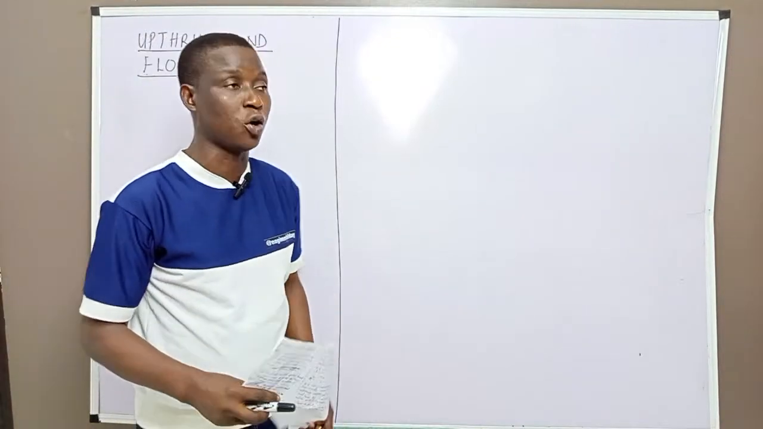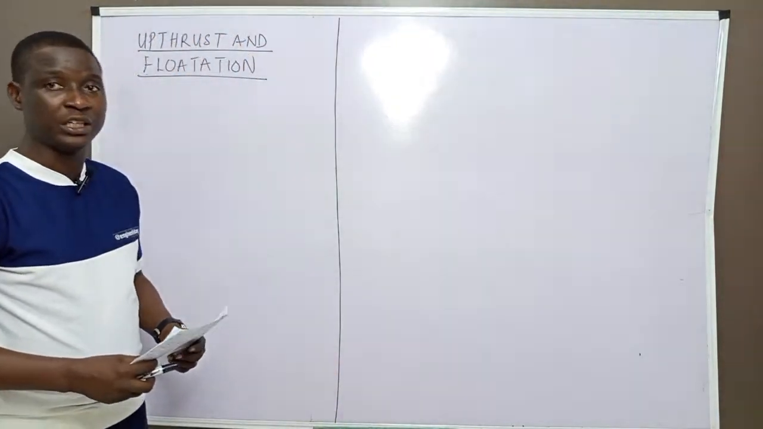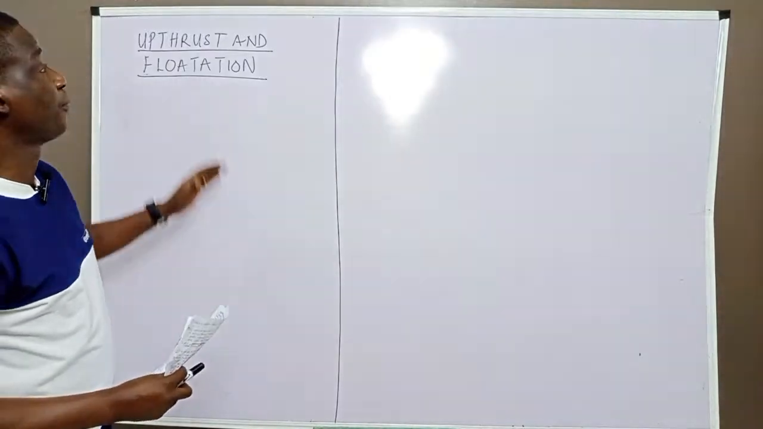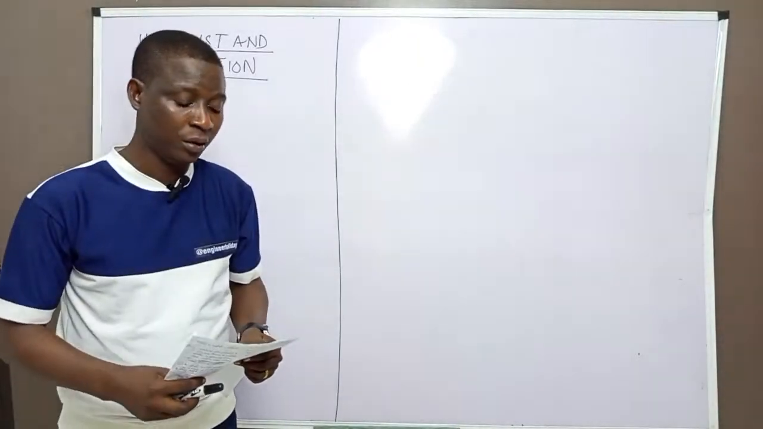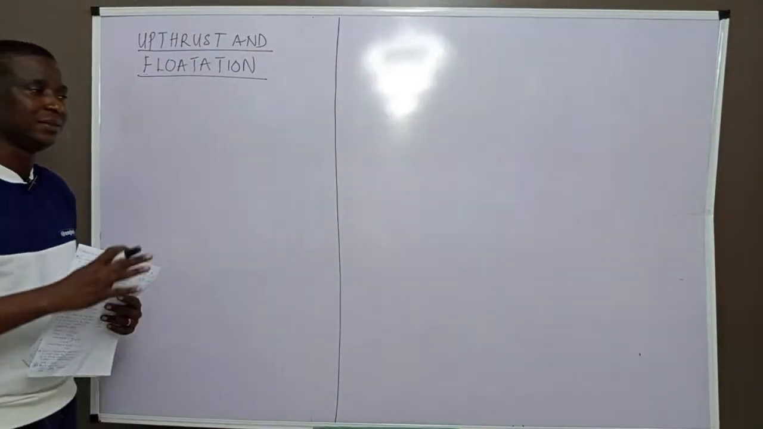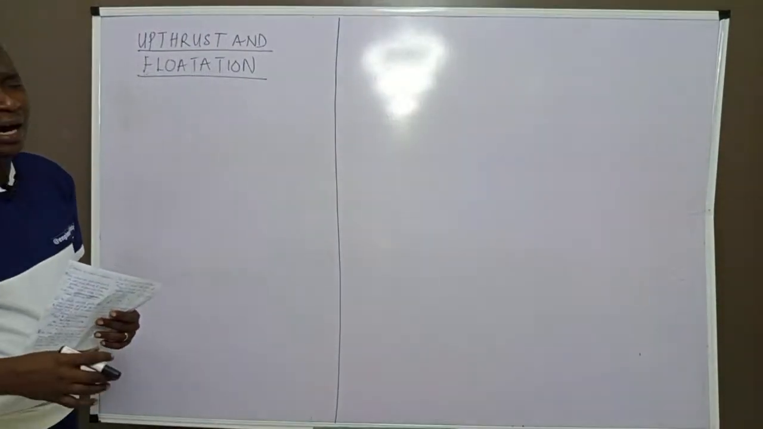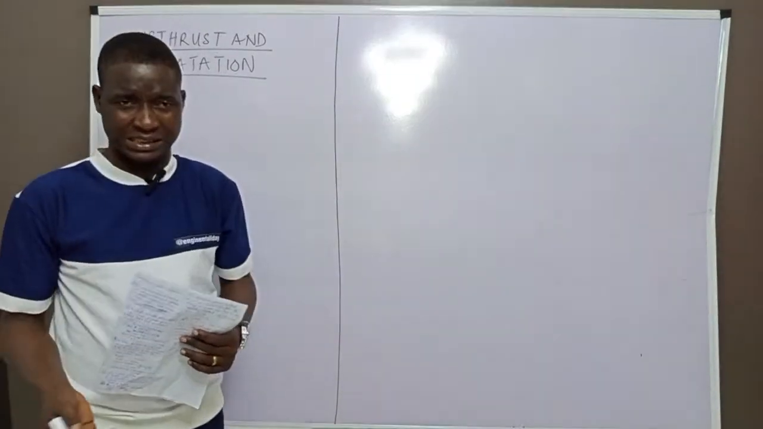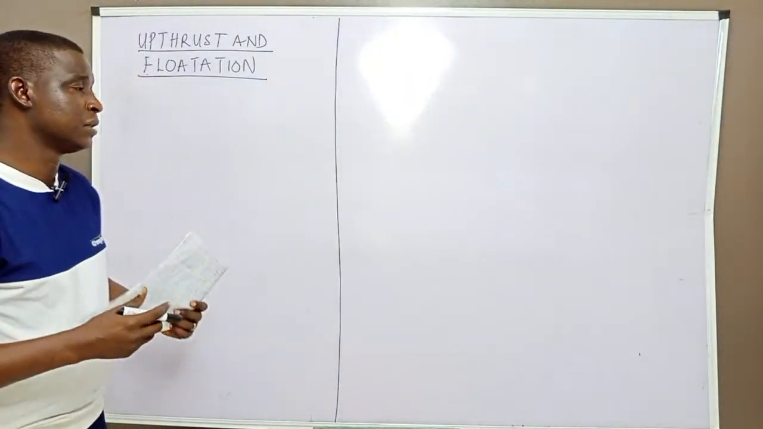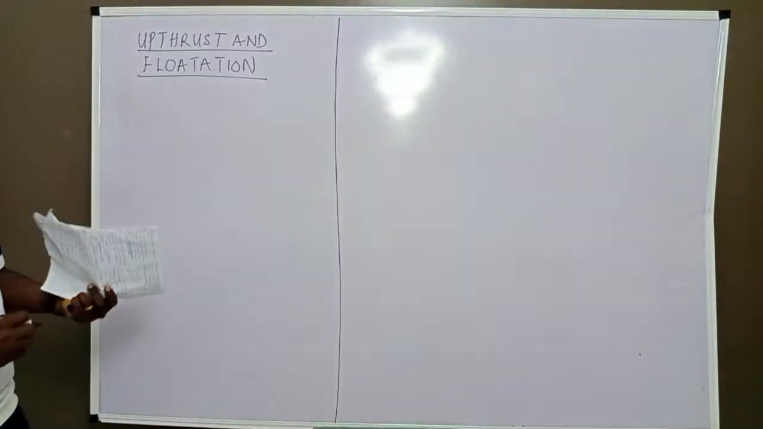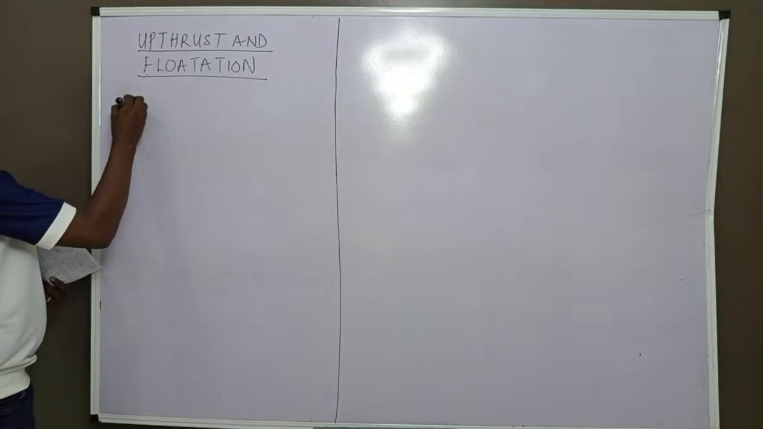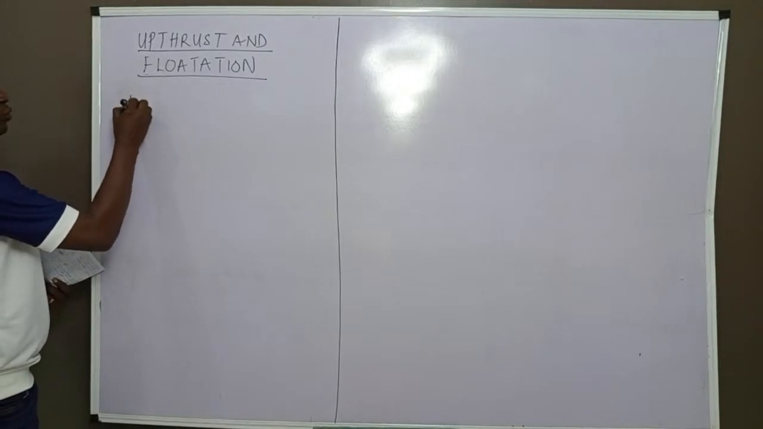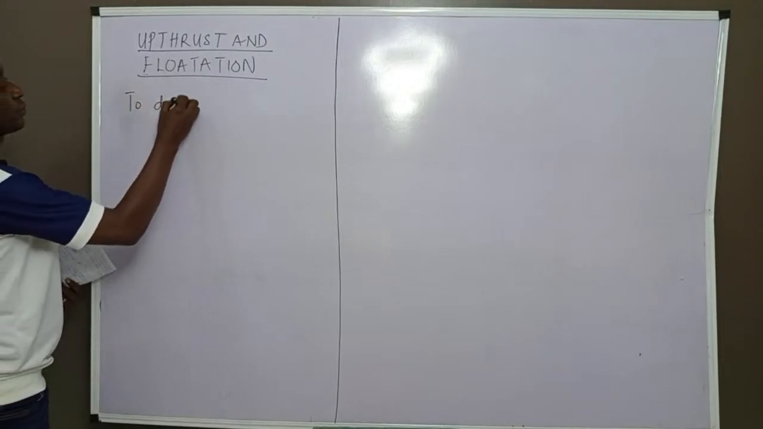This class is Upthrust and flotation. We are going to major on upthrust and flotation. Though the topic is density and upthrust, we have talked about density last class, and I also talked about relative density in the last class. But there's something I need to talk about under relative density, which is how to use relative density to determine what?